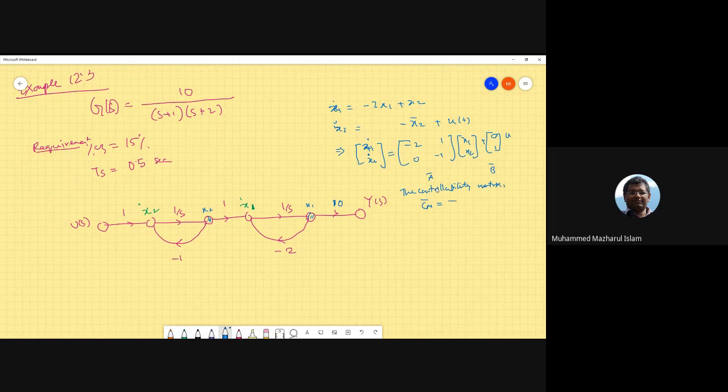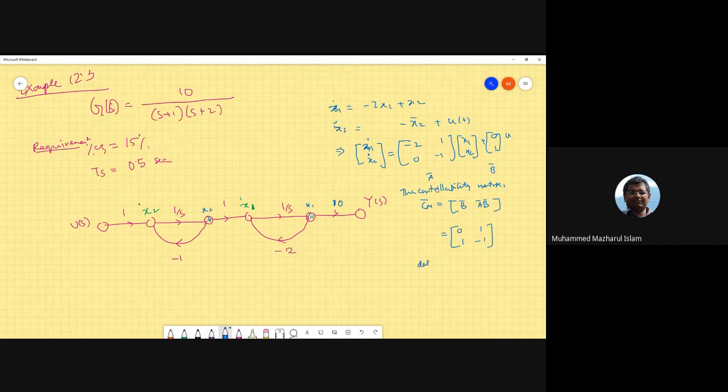CM will be equal to [B, AB], that's all. It's a second order system, so the number of columns should be 2. B is [0, 1], and matrix A times B can be found out. This is 1 and this is -1. I did it without showing the calculations, but this would be the answer.